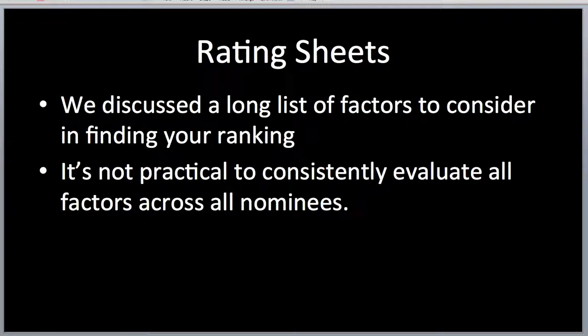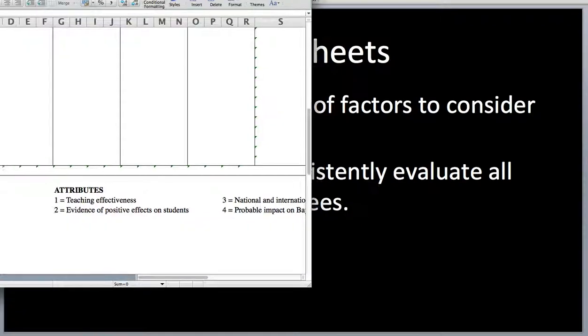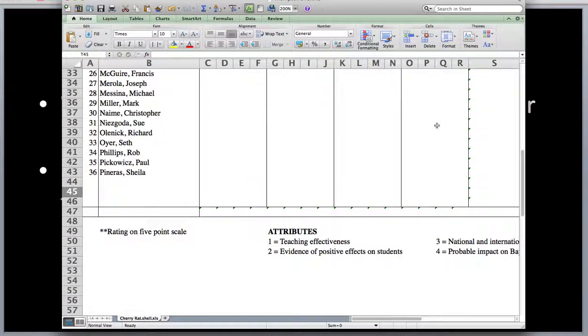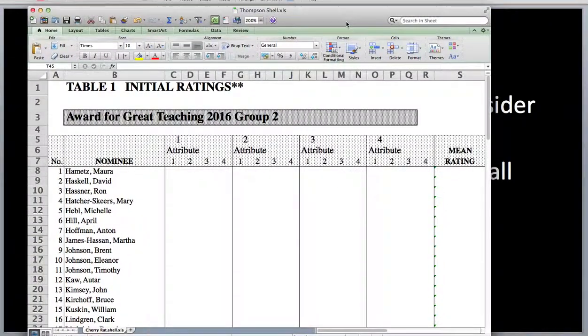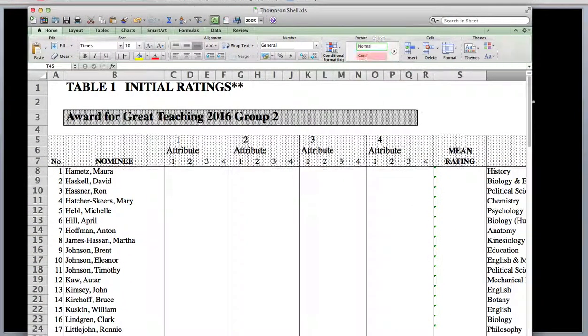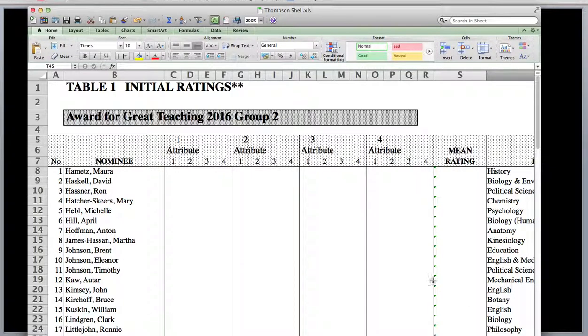So I also wanted to show you how the sheets work because Allison modified these a bit so that you could keep up with more than just four attributes if you want to. As a matter of fact, you don't have to keep up with four. So let me begin by showing you.